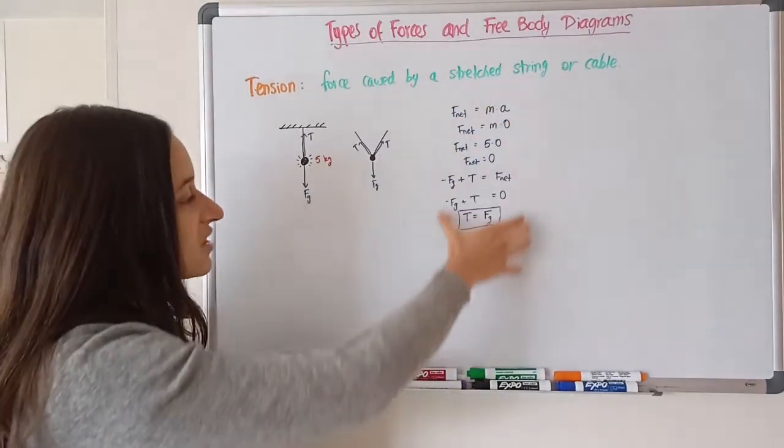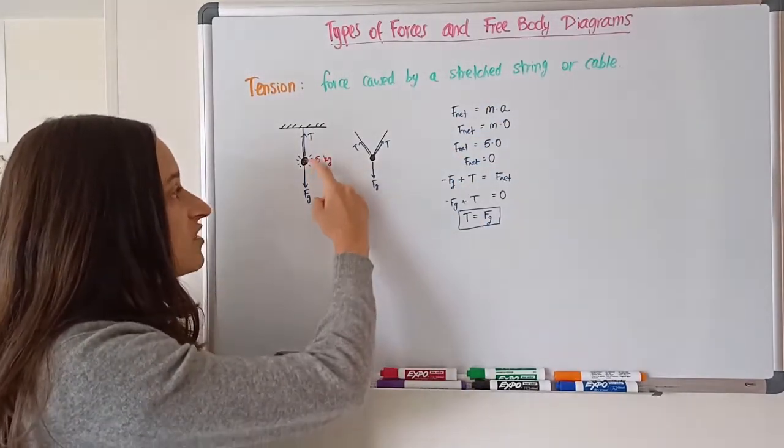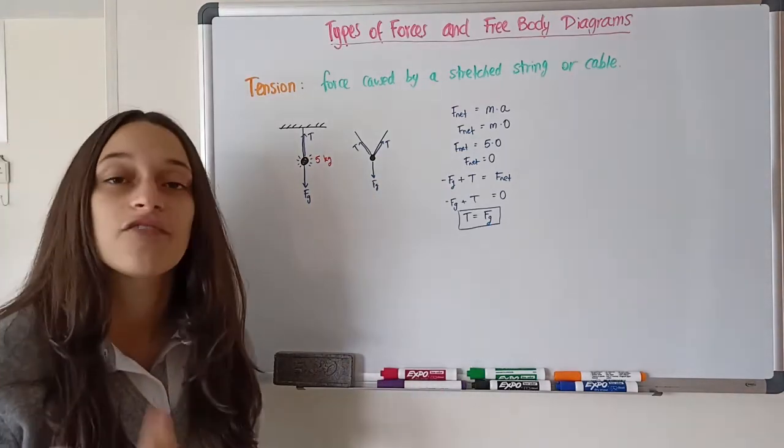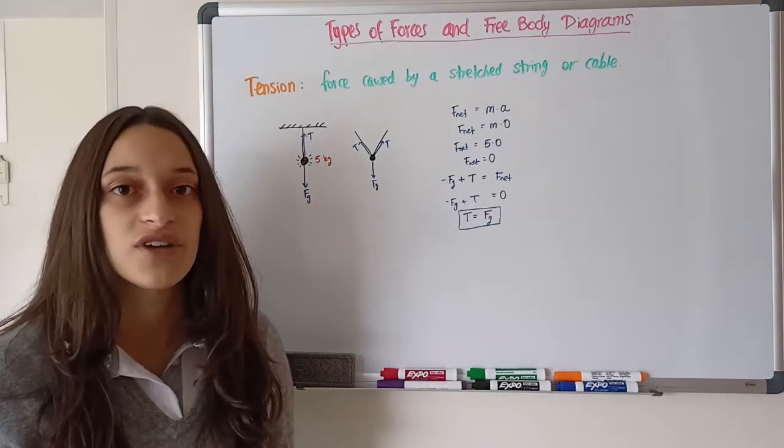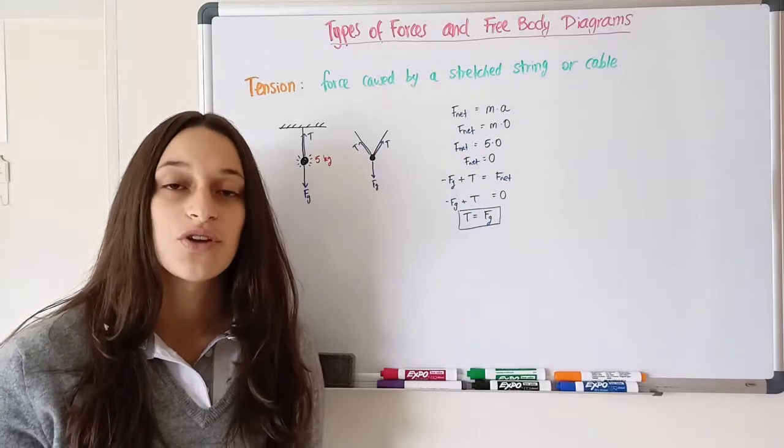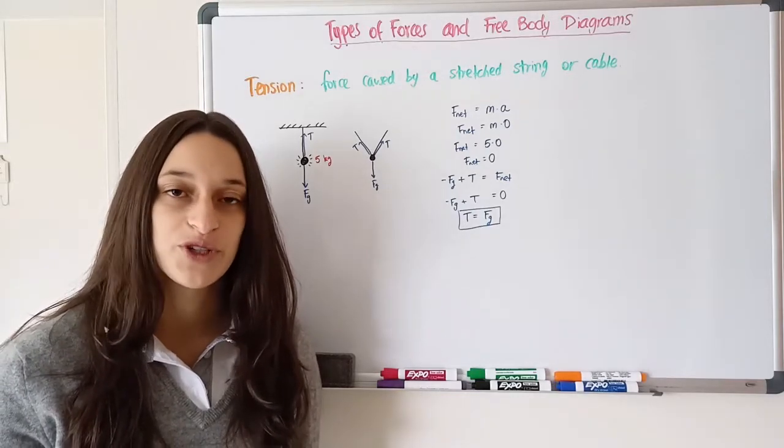So this is the mathematical way. This is just the logical way. The arrows have to be the same size and they have to point exactly in opposite directions. Now let's move on to our third type of force, which is the spring force.